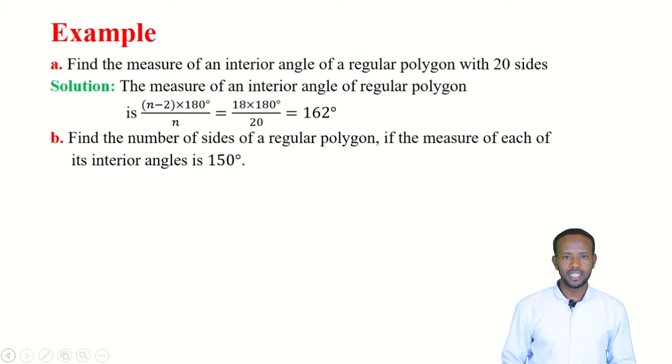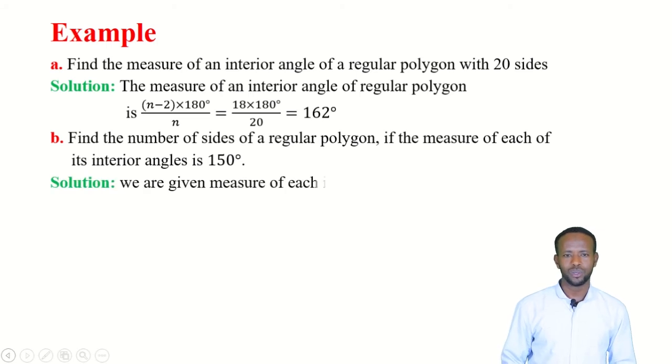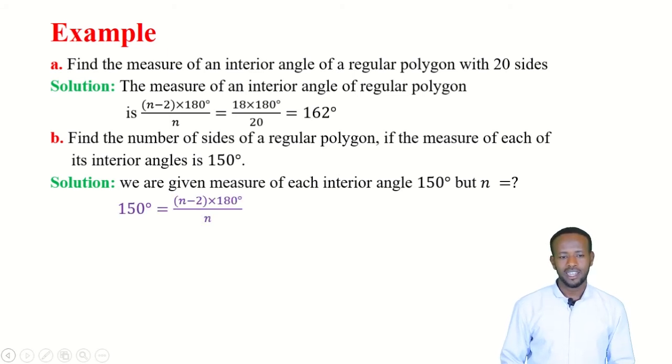Okay. Let us see the solution here. We are given the measure of each interior angle, 150 degrees, but what are we asked? The number of sides we are asked. Now we can say 150 degrees equals n minus 2 times 180 degrees over n. Now we can apply basic arithmetic, cross multiply. You know how to solve this type of equation, isn't it?